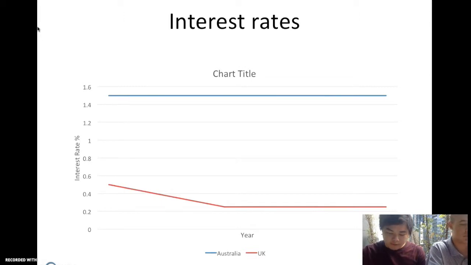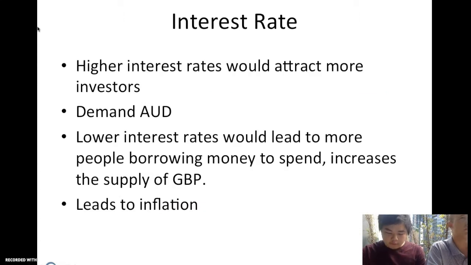And the interest rate of the UK has dropped from 0.5% to 0.25%. So from what we can see, there's a difference of 1.25% between the interest rate of Australia and the UK's. So Australia having a higher interest rate would attract more investors to invest in their country due to the higher return. So what do the investors have to do?